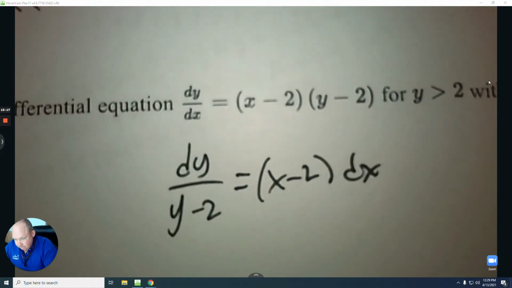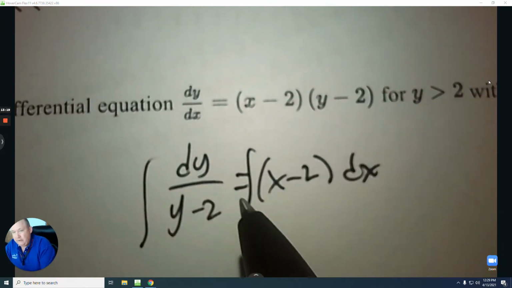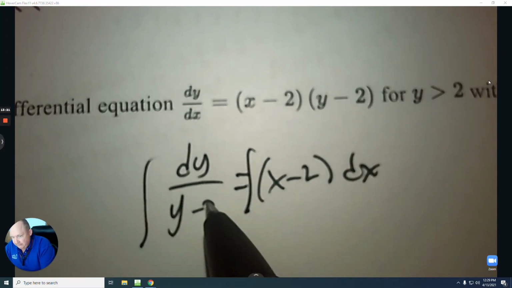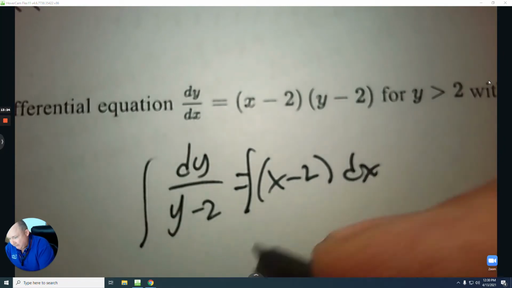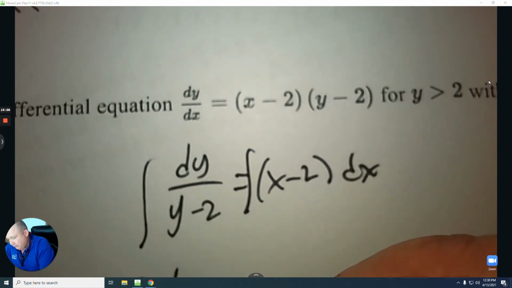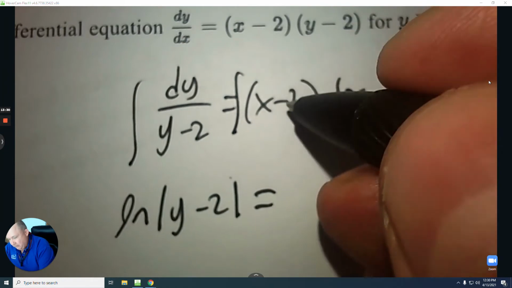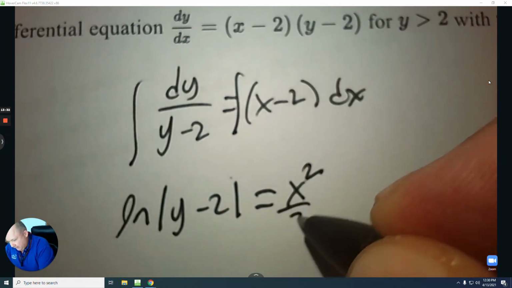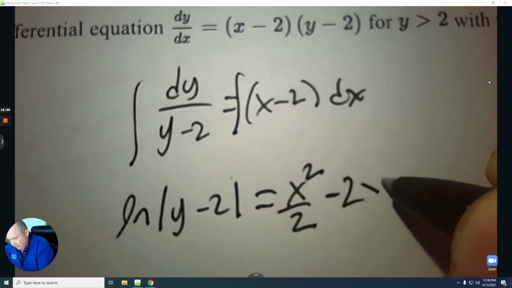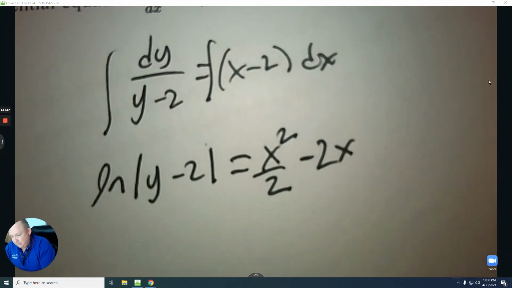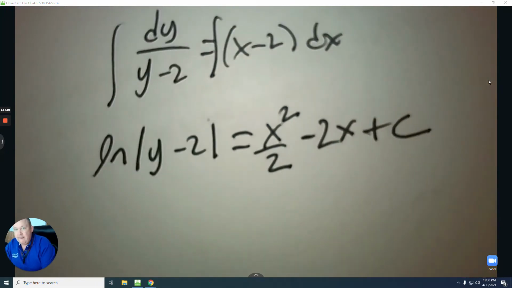Next, we're going to integrate both sides. The integration of a fraction, the derivative of y minus 2 is 1, so it matches. So this is a logarithm. So it's ln|y minus 2|. On the other side, the integration of x is x squared divided by 2. And the integration of negative 2 is negative 2x plus the constant.